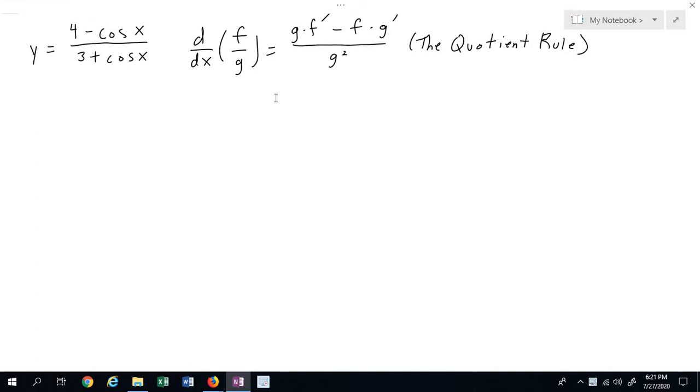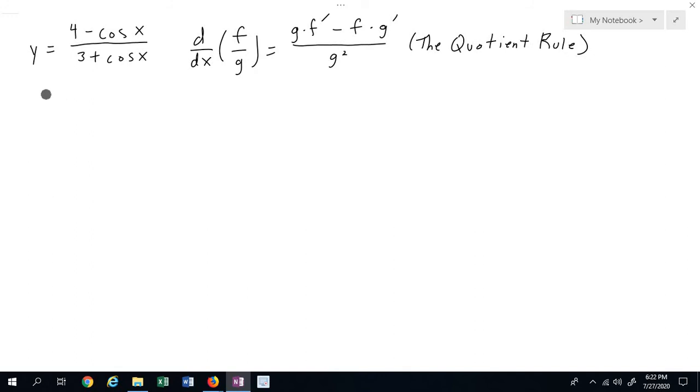One way of remembering the quotient rule is if you call the top function the high and the bottom function the low, then it's low times the derivative of the high minus the high times the derivative of the low over low times low. There's a sort of a song you can make out of this: low d high minus high d low over low times low, which is low squared. Okay, so that's the quotient rule.